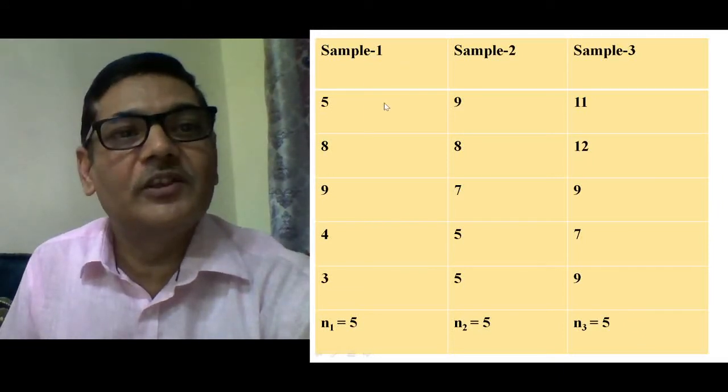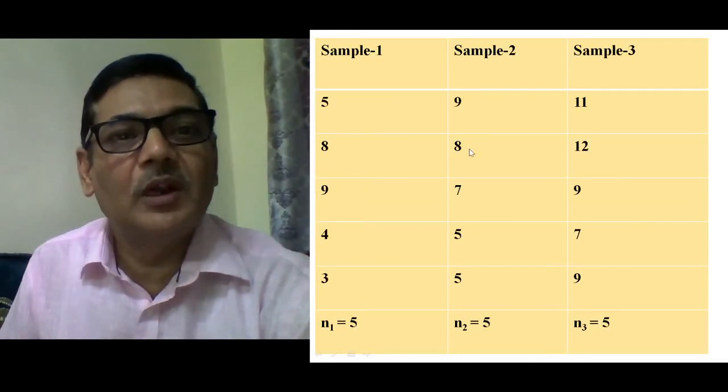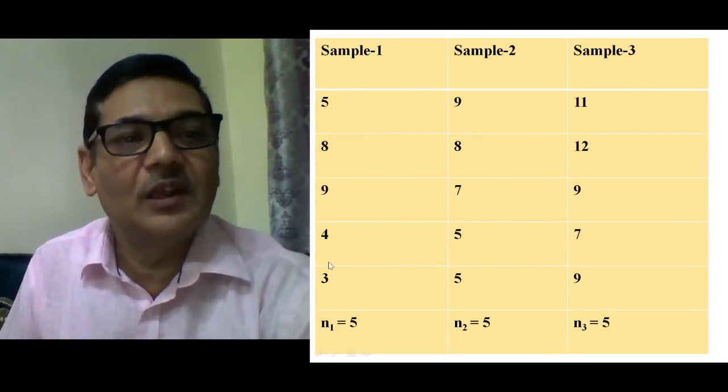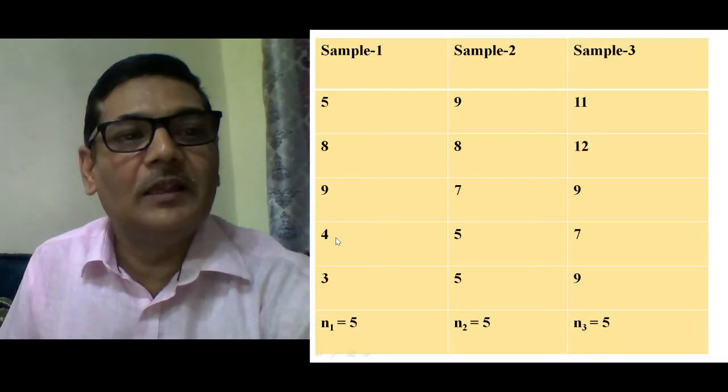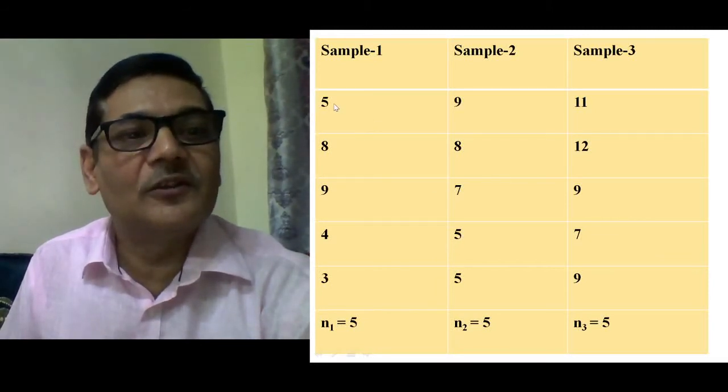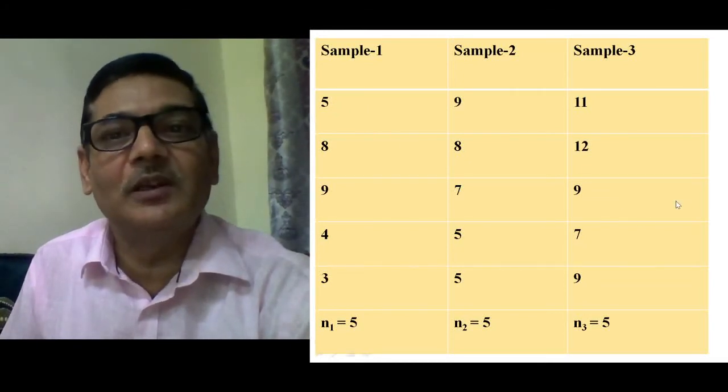Now our next step will be to rank all these individual values. What we observe is that the lowest value in these 15 cases is 3. By perusal of this table, we come to know that the lowest value is 3. So this 3 will be ranked as 1. The next value is 4, so 4 will be ranked as 2. And the next value is 5, but this 5 comes 2 times, so this will be ranked as 3.5. Let us see how this ranking will be done.